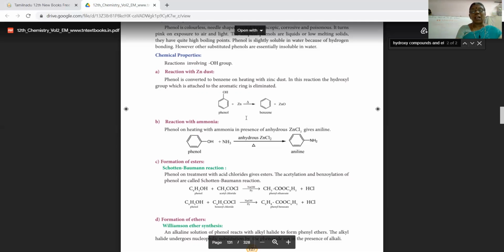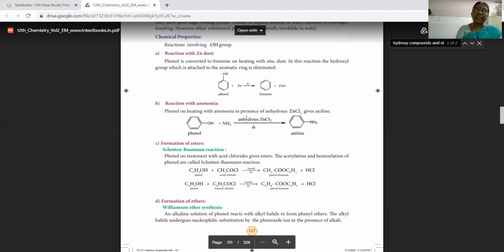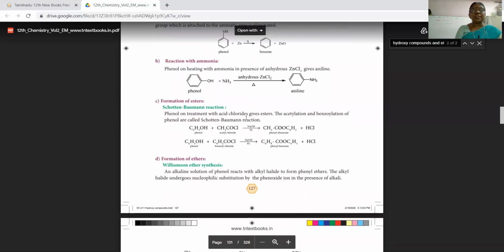Next, reaction with ammonia. Phenol is heated with ammonia in the presence of anhydrous zinc chloride. We will get aniline, which is nothing but NH2 as the substituent.